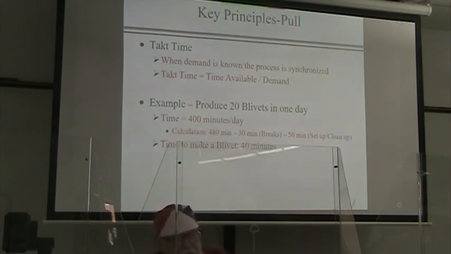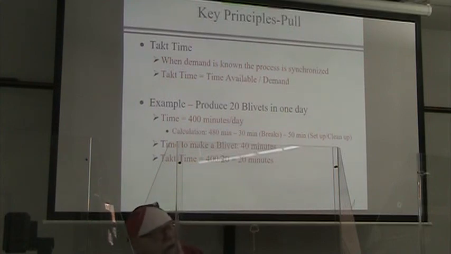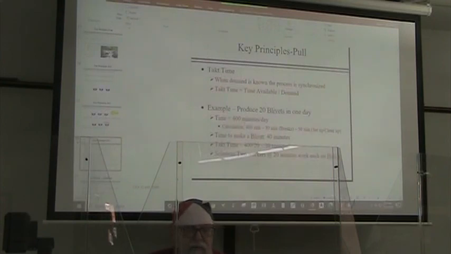The time it takes to make a blivet, for argument's sake, is 40 minutes. All right, so when we calculate the takt time, that's 400 minutes divided by 20 blivets equals 20 minutes per blivet. Uh-oh. I can see that.